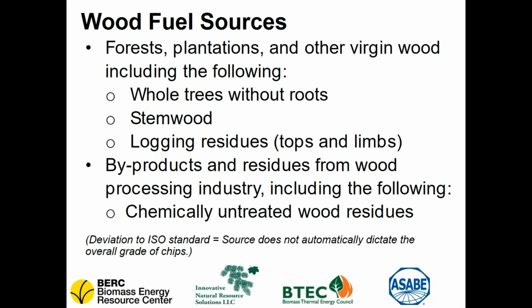So wood fuel sources. The ISO standard had a lot of unclear and overlapping categories for wood fuel sources, and we worked to streamline the categories under two main headers: wood coming directly out of the forest, and then wood residues coming from primary and secondary wood product manufacturing. So this includes, within the forest, plantation, and other virgin wood category, whole trees without roots, stem wood, and logging residues, primarily the tops and limbs from timber harvest, as well as the byproducts from the wood processing industry that were limited to wood fibers that were untreated in any form chemically.